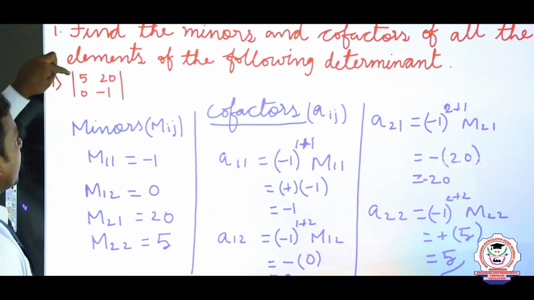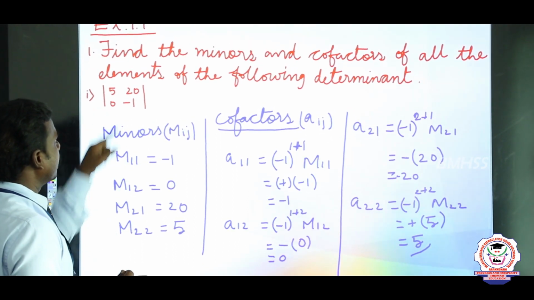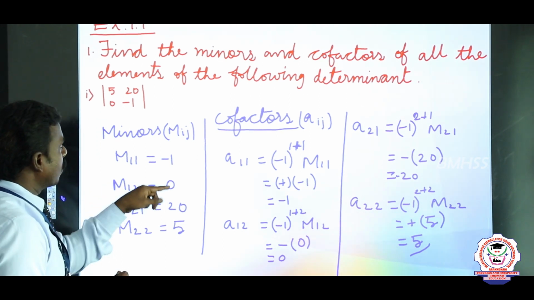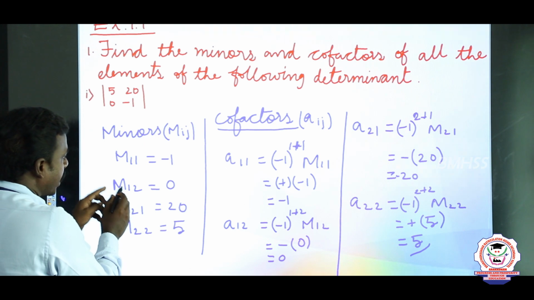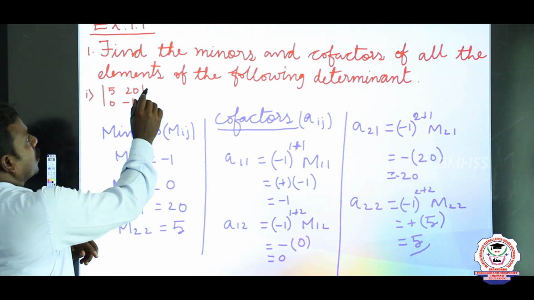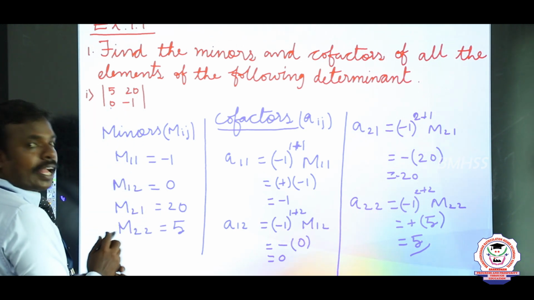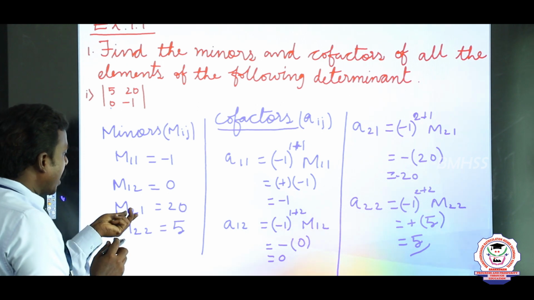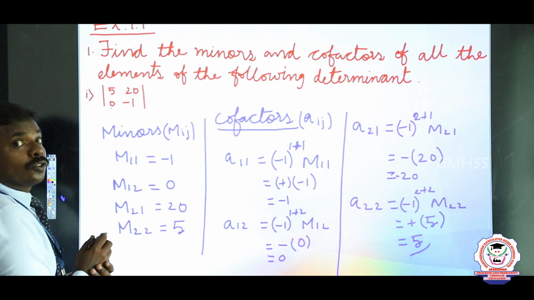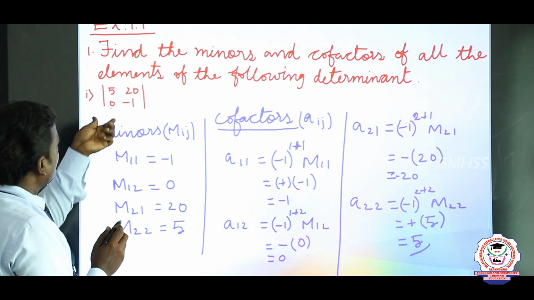Now the minors. M11 equals minus 1. The minor of 20, the 20 place value is 1 2, that's why I denoted M12 equal to 0. Because if you want to find M12, we need to omit the first row and second column. The remaining value is 0. After this, M21: second row, first column we need to omit. So we get 20 as the remaining value.